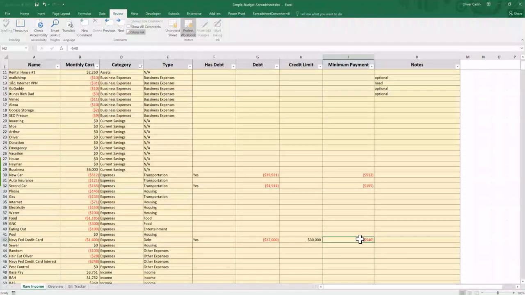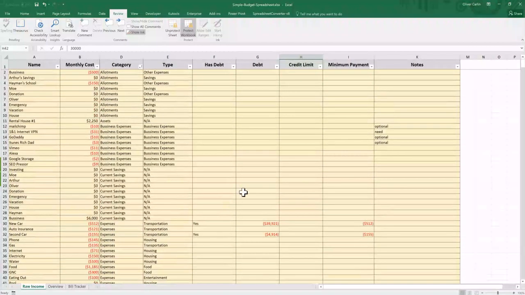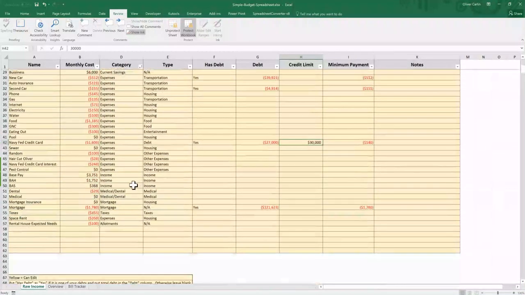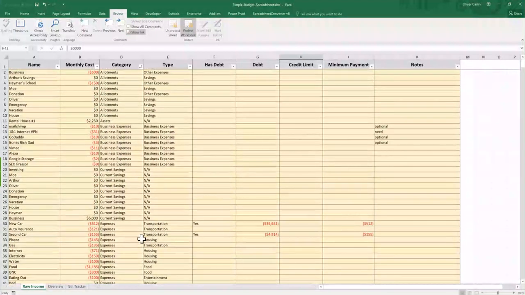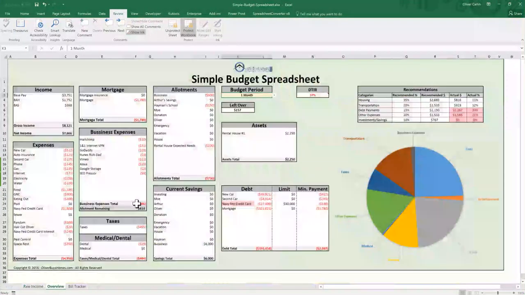But the minimum payment is $540. It's very important you put the minimum payment in here as well as the credit limit, because I have formulas on the dashboard that are going to calculate this stuff. And then notes, if you want to put something in there, you can put notes in there. So that kind of covers this. Go out, get everywhere your money's going every month and plug it in here. We'll go back to the overview and explain this now.